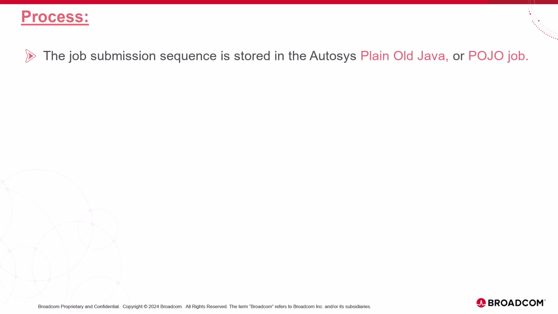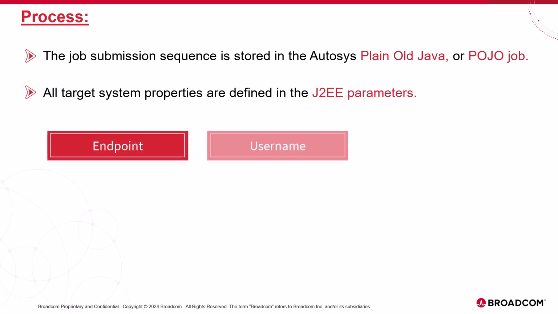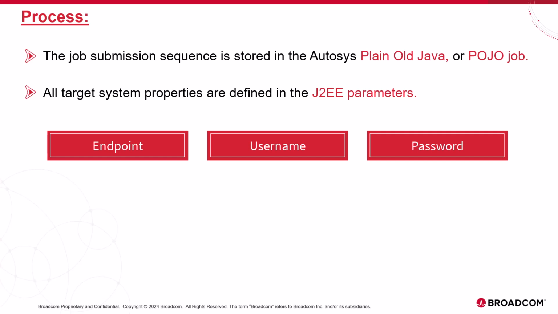The job submission sequence is relatively simple because all job definition properties are stored in the AutoSys plain old Java, or POJO job. All the target system properties, including the endpoint, username, password, and other parameters, are defined in the J2EE parameters. These parameters may vary depending on the authentication method used. Let's look at the sequence of execution.